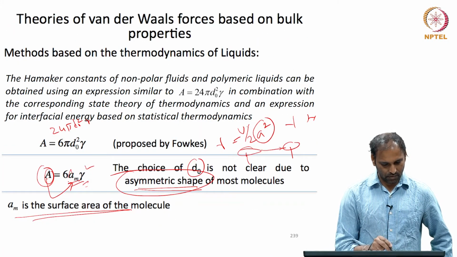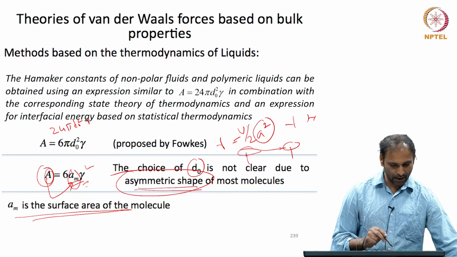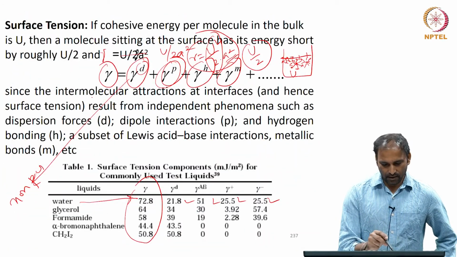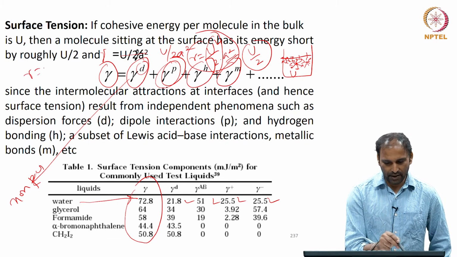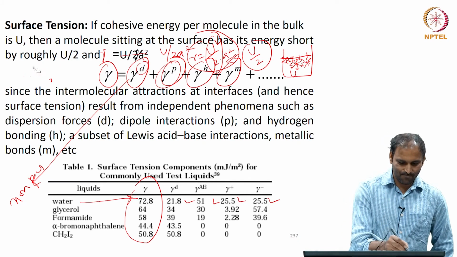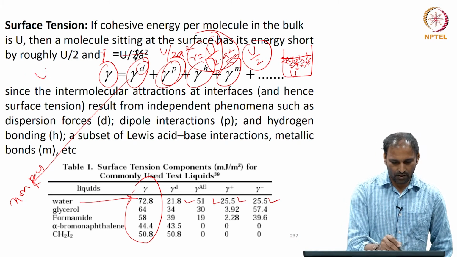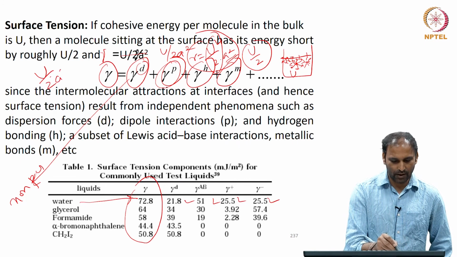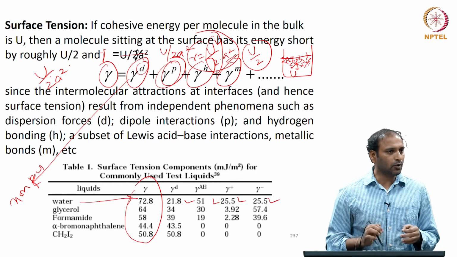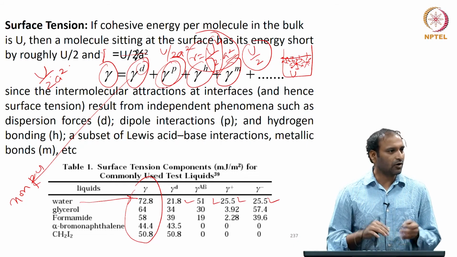This one? Here? No, here A. Oh, this. Okay, let's say here, right? Yeah. So this A, gamma is u divided by 2A square. This is actually the area that the molecules occupy at the surface or at the interface.